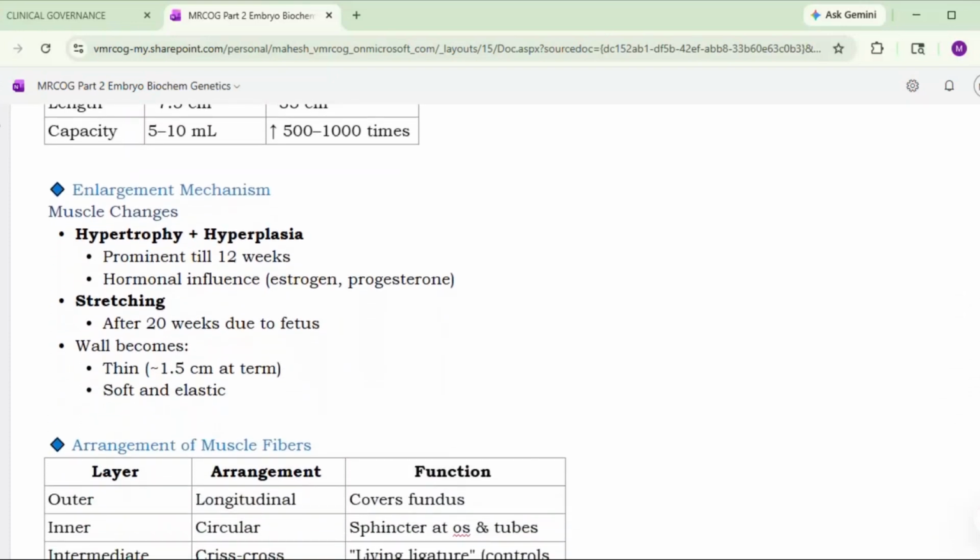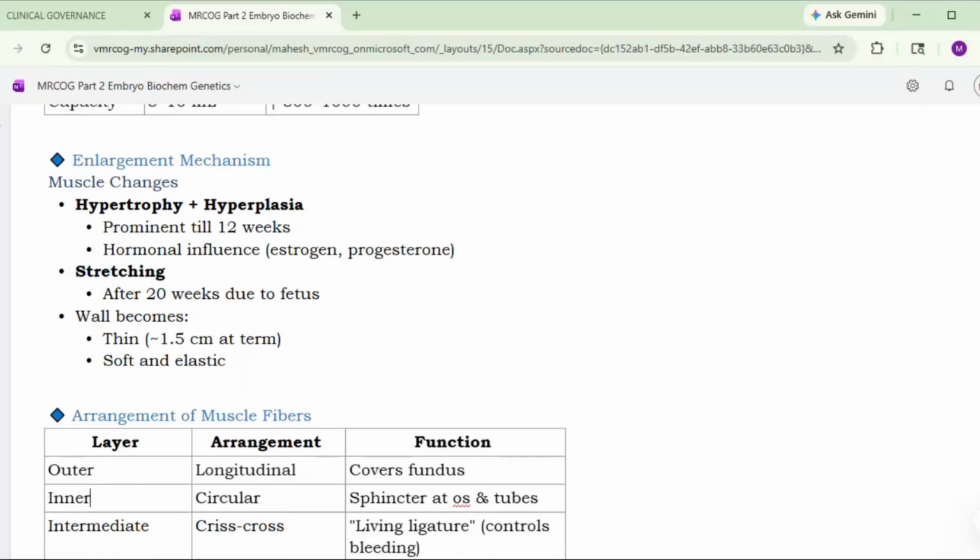Then coming to why the uterus enlarges. There are changes in the muscles. There is hypertrophy as well as hyperplasia, and this is prominent till 12 weeks of gestation, which happens under the influence of estrogen and progesterone. But after that, there is mainly the stretching, especially after 20 weeks due to the fetus. The wall will become thin, around 1.5 centimeter at term. It will also become soft and elastic.